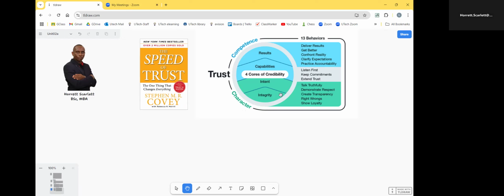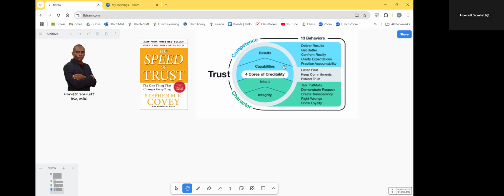Well, for character, we ensure that we always tell the truth. We show respect to others. We ensure that we are transparent. If we have wronged persons, then we right those wrongs. And we ensure that we display a great sense of loyalty. So these are some of the ways in which we can demonstrate integrity as well as intent.